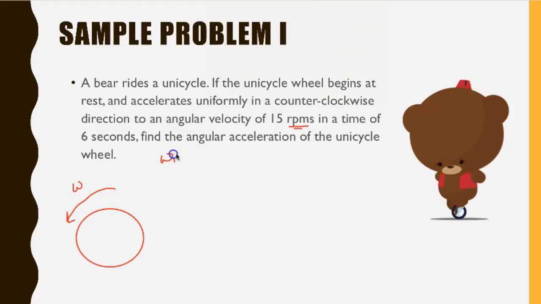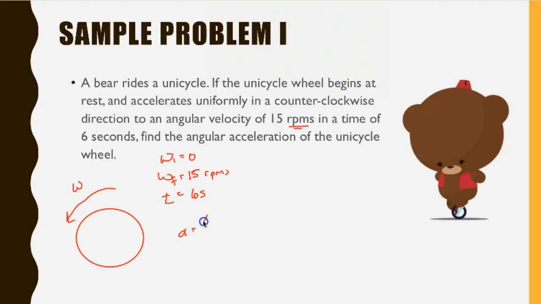So we have an initial omega, which is 0. We have a final omega, which is 15 RPM. And we have a time at which that change occurs of 6 seconds. So let's go ahead and do this.